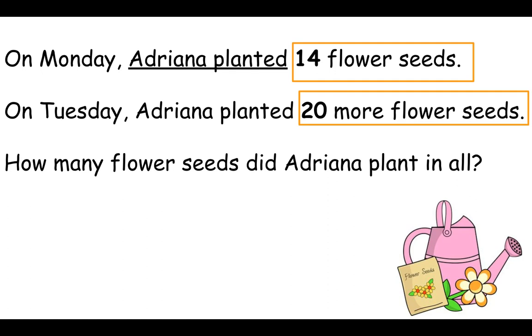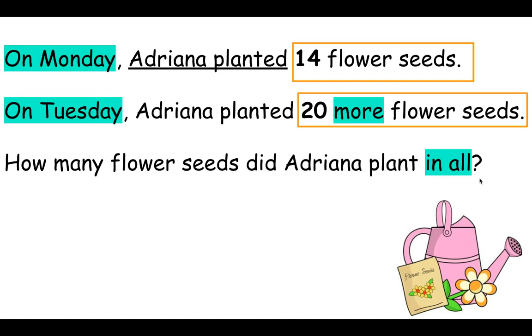Now that we know who the problem is about and what the important numbers are, I need to know what we are doing with this problem. Are we adding, subtracting? What kind of math are we doing? Listen as I read this problem again and think about what we are doing with our problem. What are some clue words that help you? On Monday, Adriana planted 14 flower seeds. On Tuesday, Adriana planted 20 more flower seeds. How many flower seeds did Adriana plant in all?